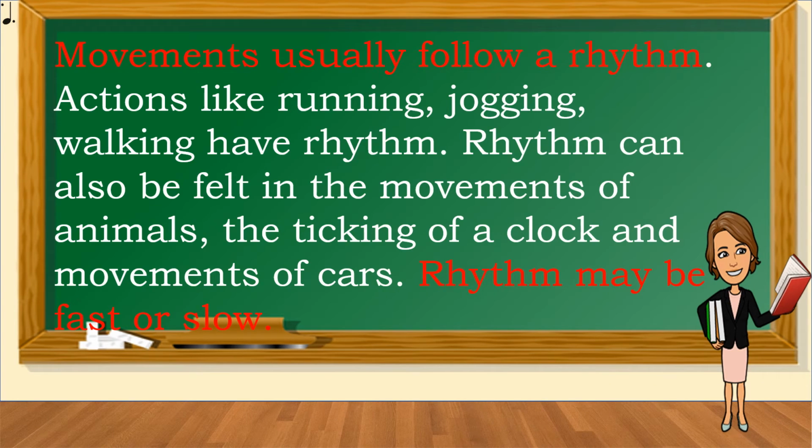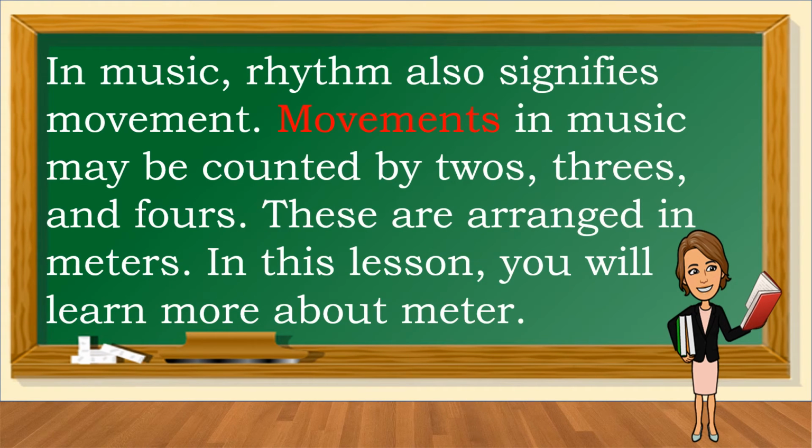Movements usually follow a rhythm. Actions like running, jogging, walking have rhythm. Rhythm can also be felt in the movements of the animals, the ticking of the clock, and the movements of cars. So rhythm may be fast or slow. In music, rhythm also signifies movements. Movements in music may be counted by twos, threes, and fours. So these are arranged in meters. As I said earlier, in this lesson, you will learn more about meter.